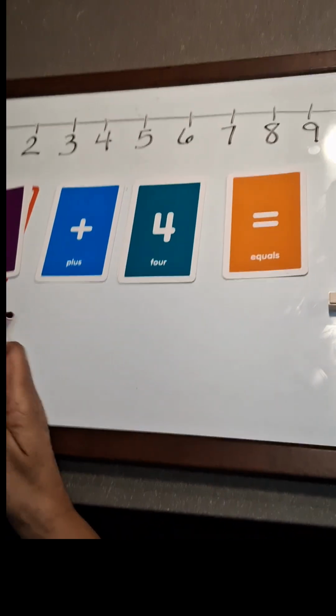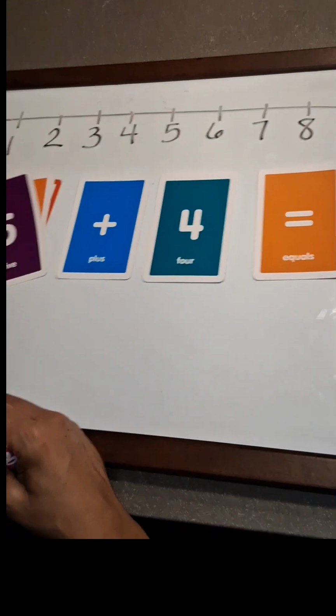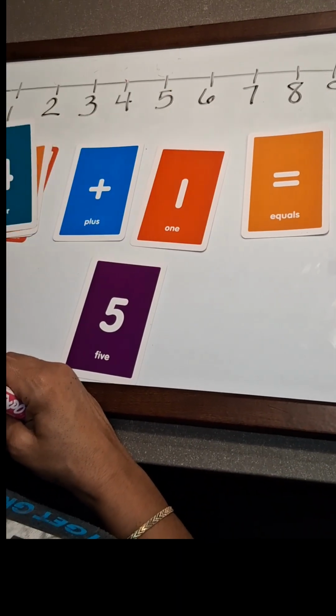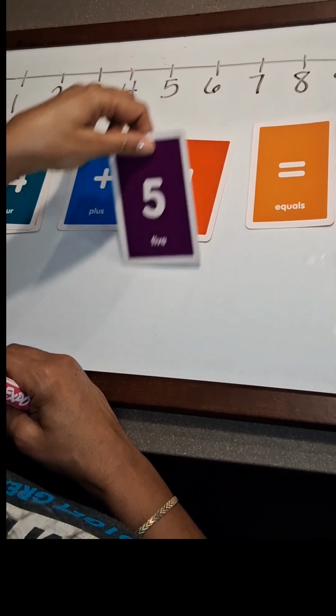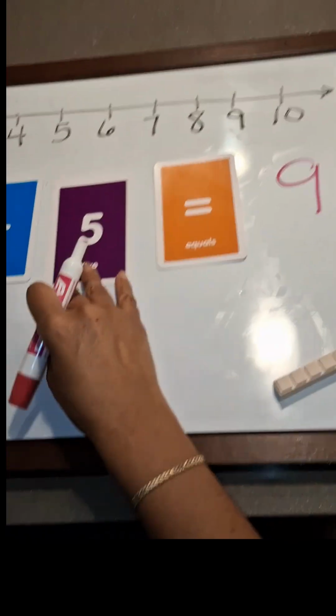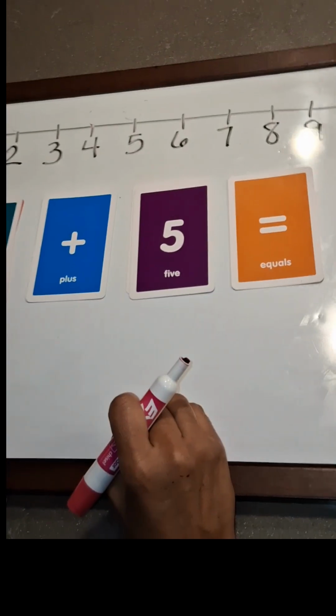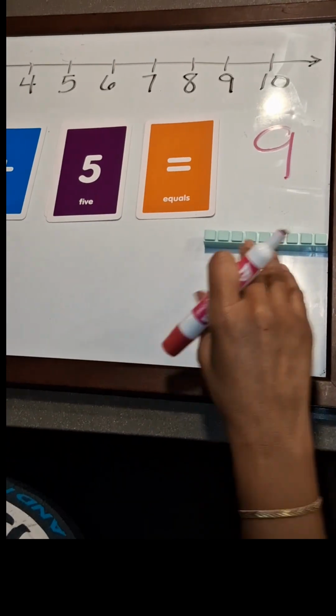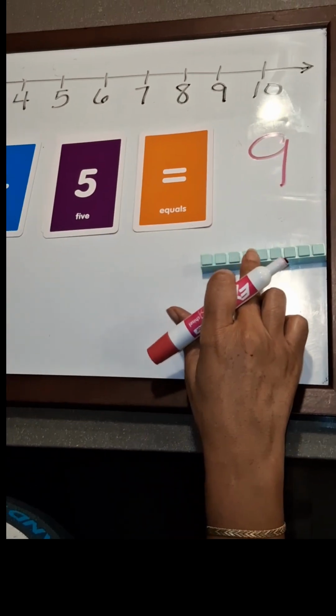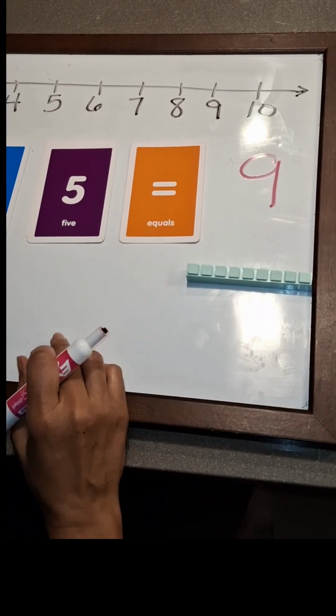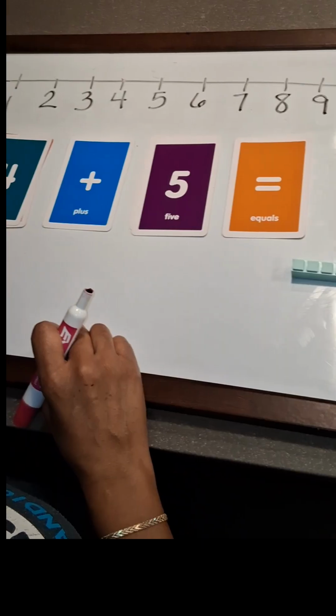All right, let's try 5 plus 4. 5 plus 4 is 9. Very good. 5 plus 4 is 9. And that 9 is looking like that. We already regrouped it. 1, 2, 3, 4, 5, 6, 7, 8, 9. That's what 5 plus 4 is.